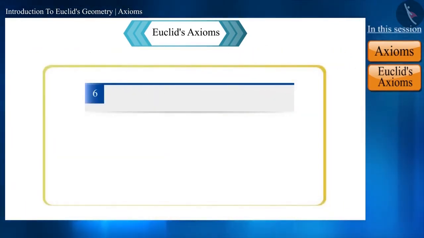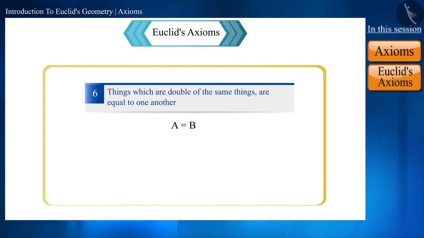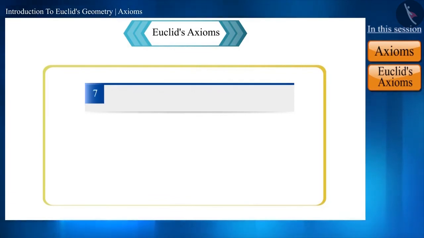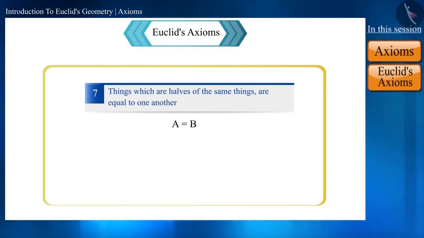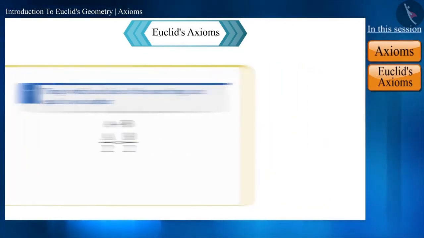According to Euclid's sixth axiom, things which are double of the same things are equal to one another. If A and B are equal, then their double, that is 2A and 2B, will also be equal. And the seventh axiom is also such that things which are halves of the same things are equal to one another. That is, if A and B are equal, then half of A, that is A by 2, and half of B, that is B by 2, will also be equal.